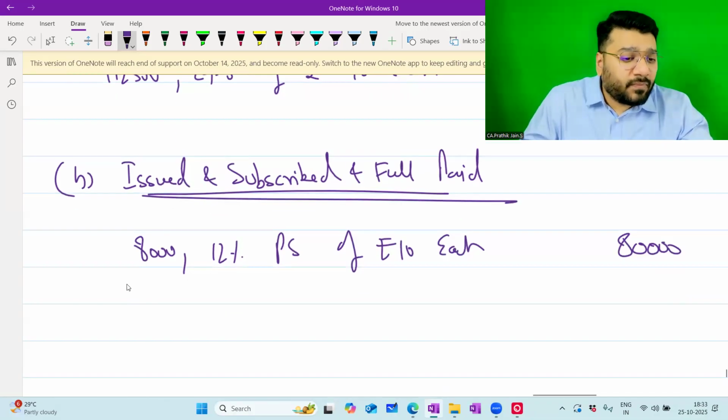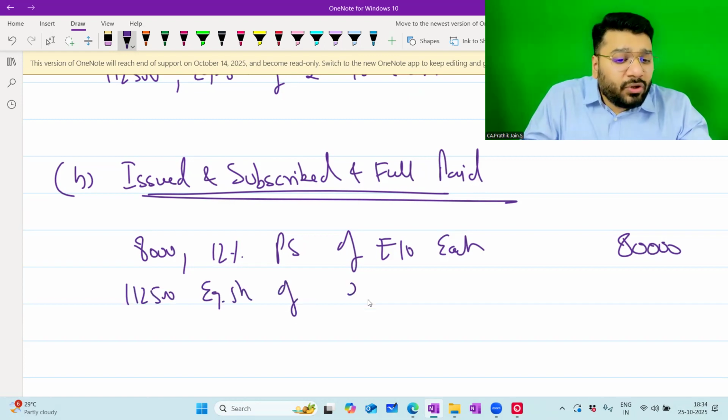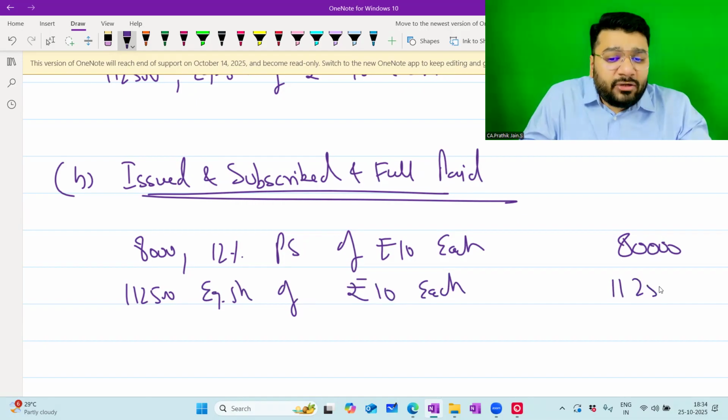Next, 1,12,500 equity shares of rupees 10 each. How much is it? 11,25,000.